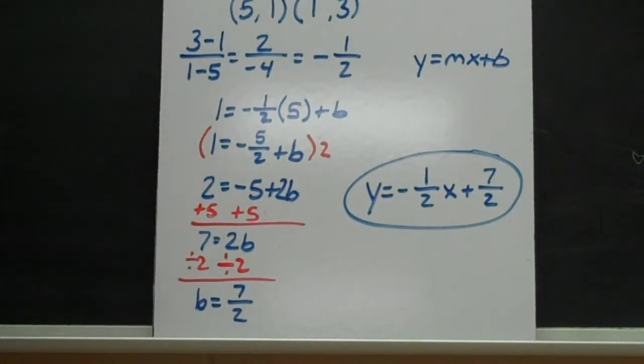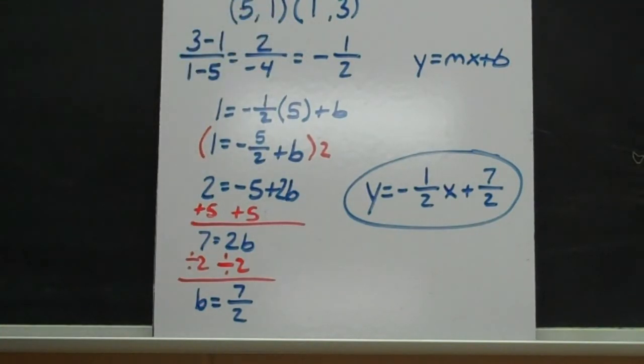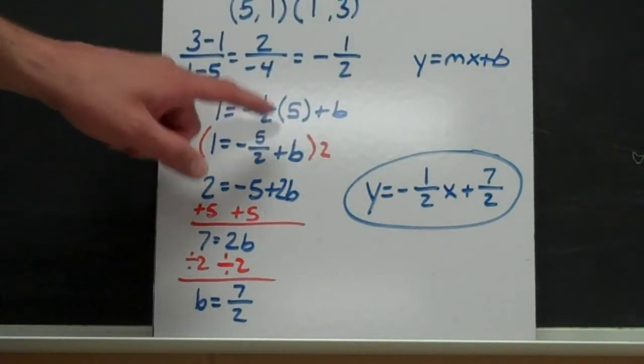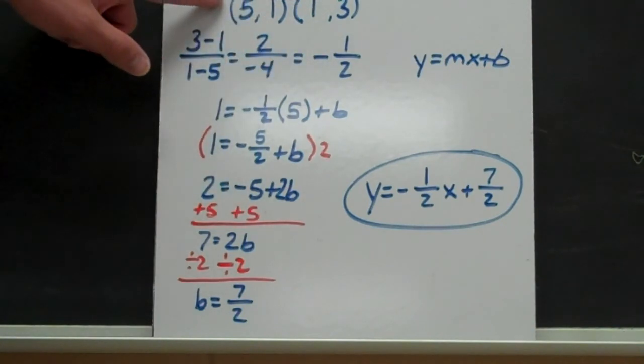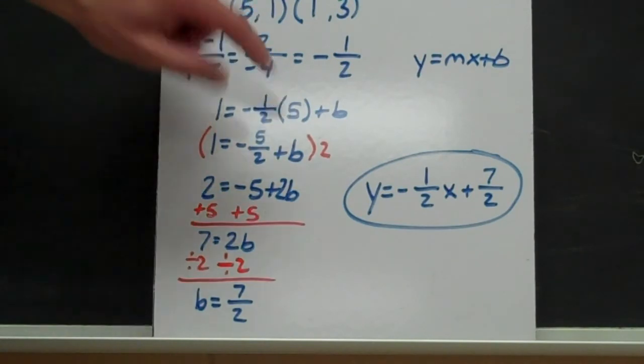Lastly, we have this problem with the points (5, 1) and (1, 3). So first we find the slope, y2 minus y1. 3 minus 1 is 2. On the bottom, x2 minus x1, 1 minus 5 is negative 4. And 2 over negative 4 reduces to negative 1/2. So we plug negative 1/2 in for m. And we pick one of our points. I picked the first one. 1 goes in for y, and 5 goes in for x.